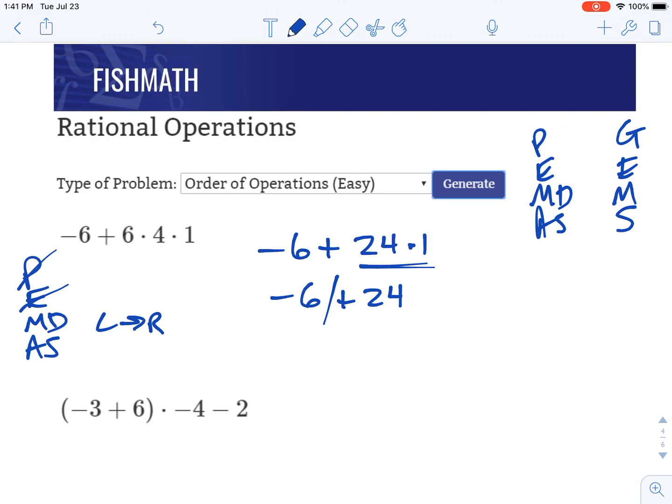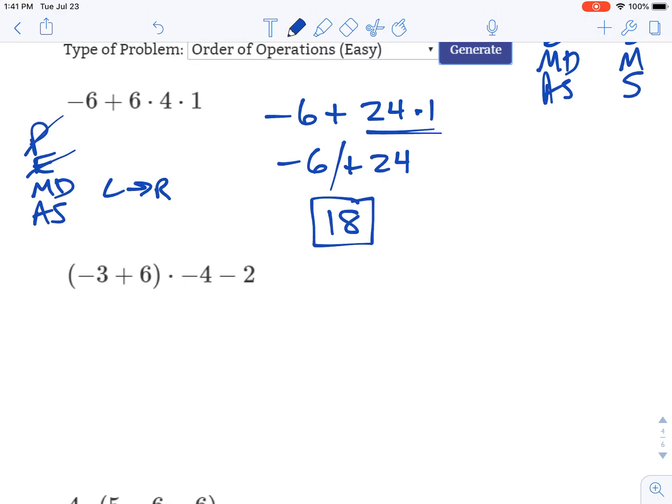Then we do -6 plus 24. This is different signs, find your difference. And 24 is positive. It has more than the negatives by 18. So our answer is positive 18. For the next one here, we do have parentheses. We don't have any exponents. So parentheses will come first, and we're going to skip exponents because we don't have any.